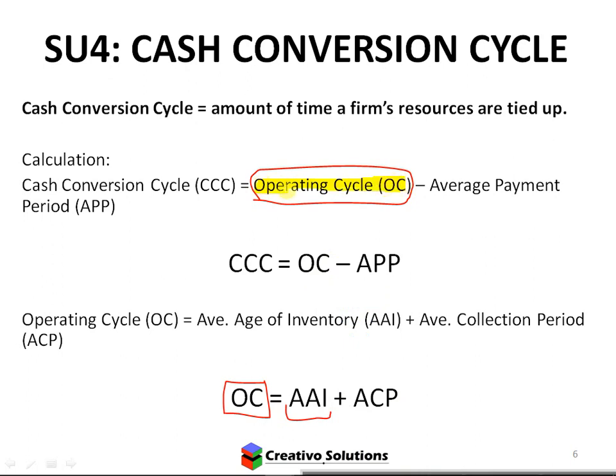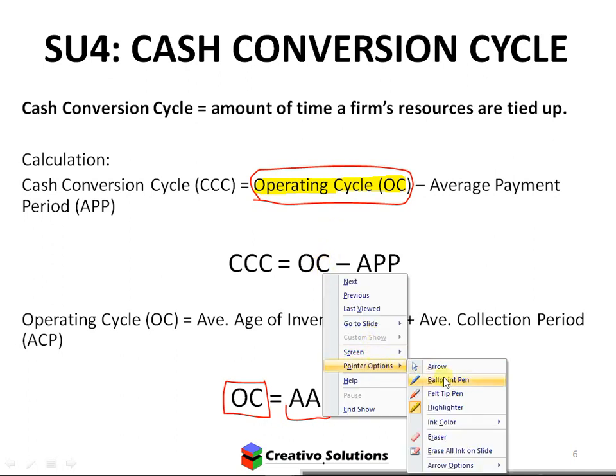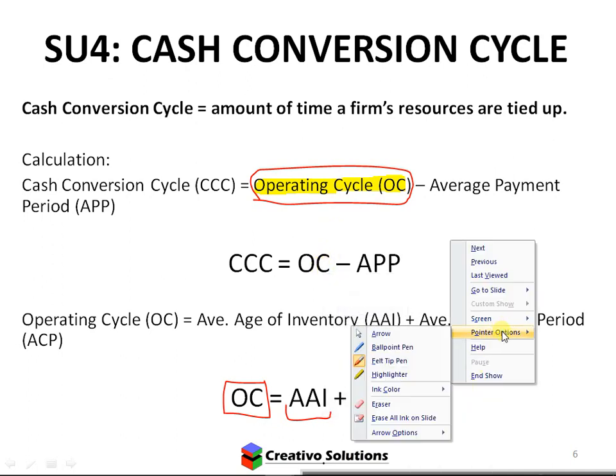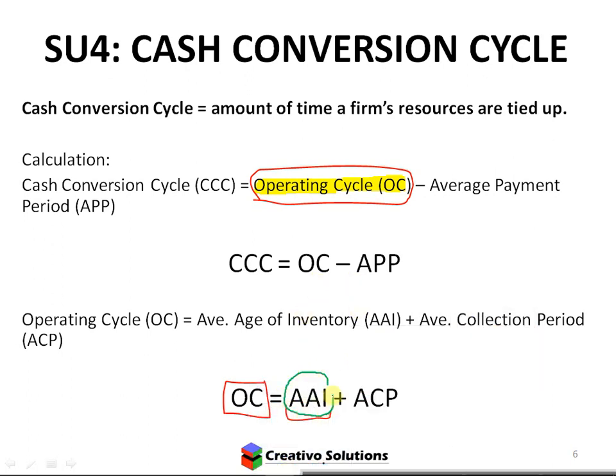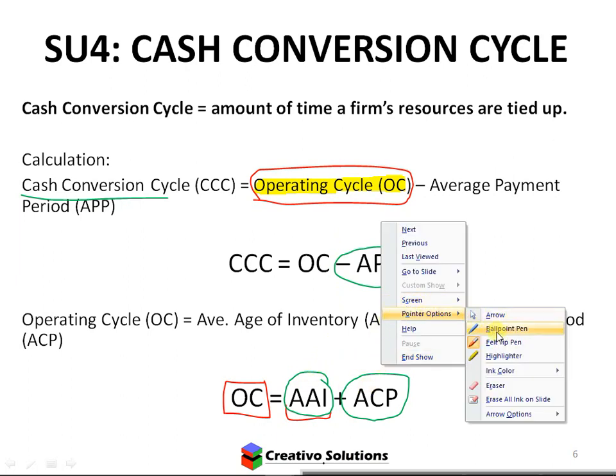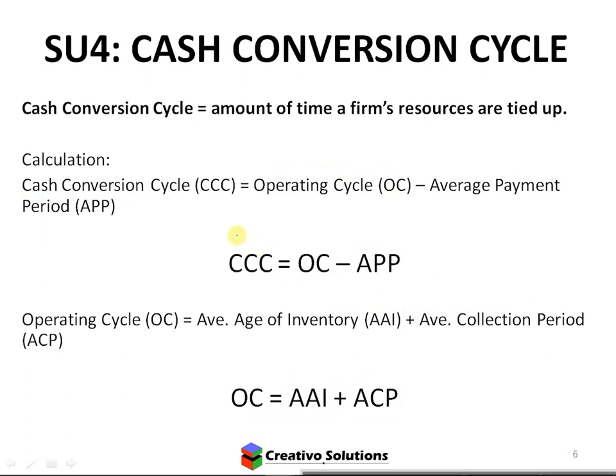That's why I said the CCC has three components. If I had to highlight them here, the three components would be the average age of inventory, the average collection period, and the final factor, which is the average payment period. Those are the three components that make up the cash conversion cycle, because the operating cycle can be split into those two components. Those are the three key components you need in order to work out the cash conversion cycle.